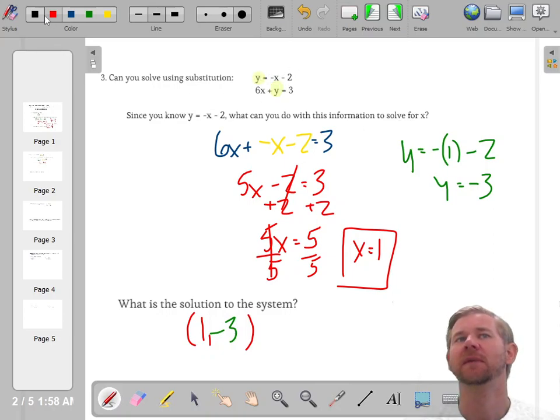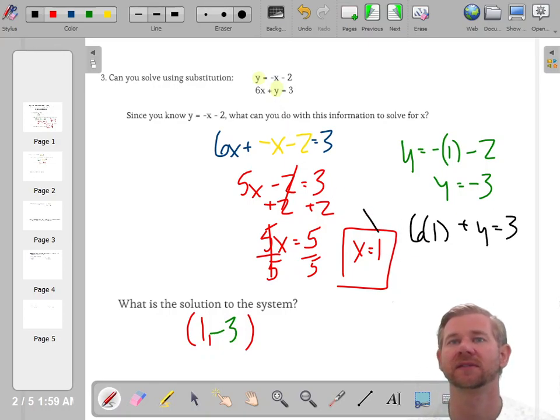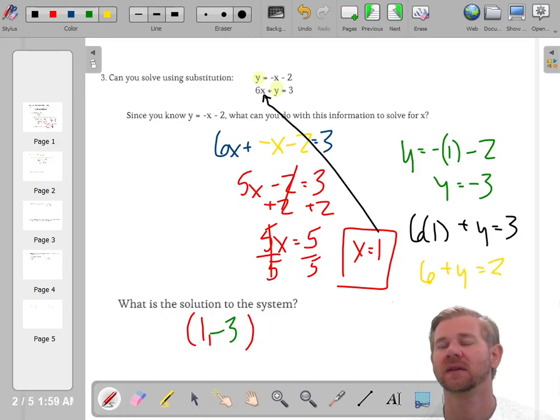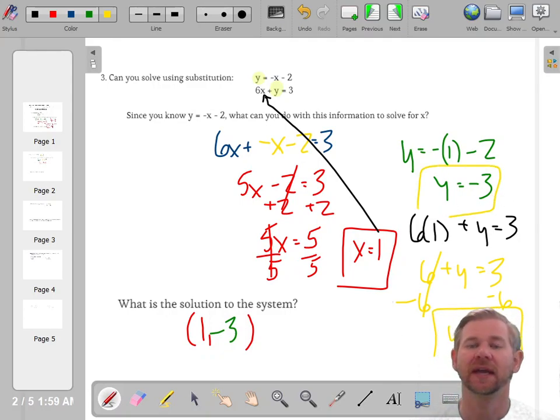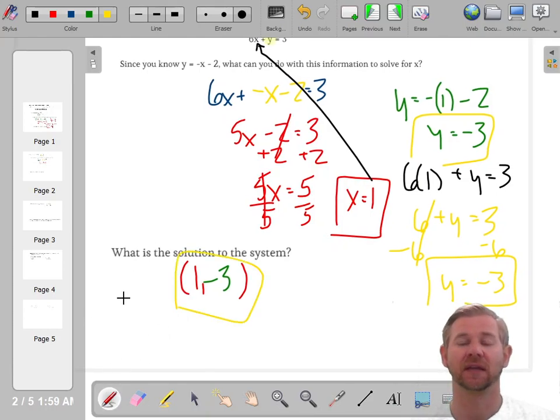Now I picked the top equation, but you could have picked the bottom equation. 6 times 1 plus y equals 3. Again, I'm plugging in the 1 right there. So instead of 6x, I know what x is now. 6 times 1 is 6. To get y by itself, you subtract 6. 3 minus 6 is negative 3. Oh yeah, of course, it's the same in both. Plugging it into both is a good way to check, because if it's not the same in both, you did it wrong. It has to be the same in both, because two lines can only intersect in one point, and that's it.